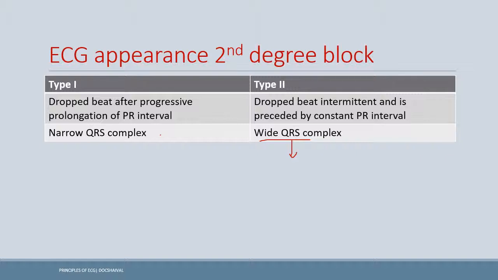And if we have bundle branch block like mimicking conditions, then you recall that I have already stated in the QRS complex video that we have M-shaped or anything, but we have a prolonged and widened QRS complex as a result of bundle branch blocks. Okay. Now, the next thing in type 2 is also that we have intermittent dropping of the beats and constant PR interval. No Wenckebach phenomenon.